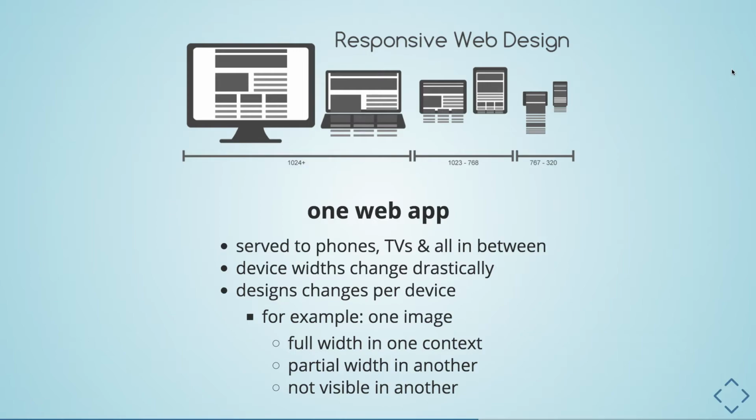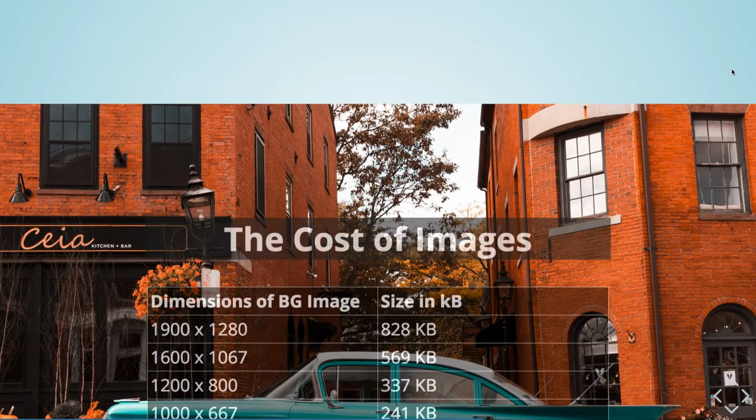For example, on a design spec we get for a particular image, it's full width in one context, partial width in another context, and maybe in another one it's not even visible. So these are the things we need to account for. There's a lot of variance, and we can really tailor. There's a lot of room for performance gains, or bandwidth gains, here.